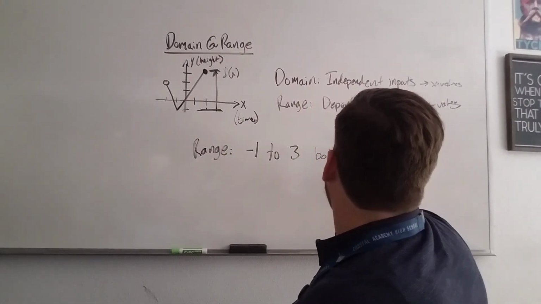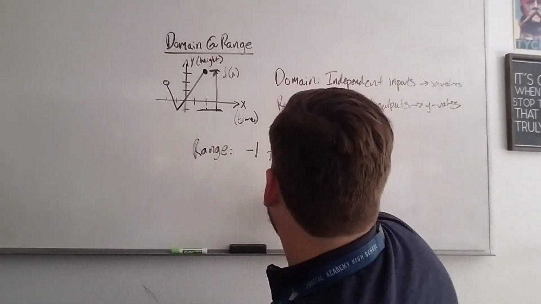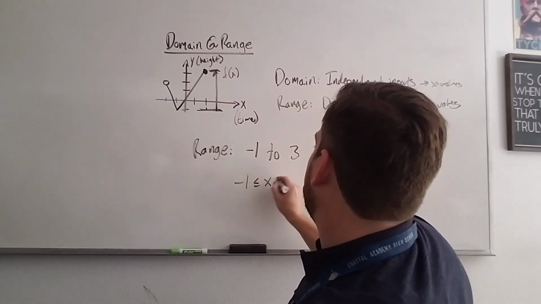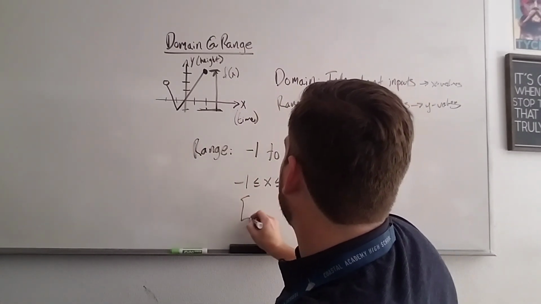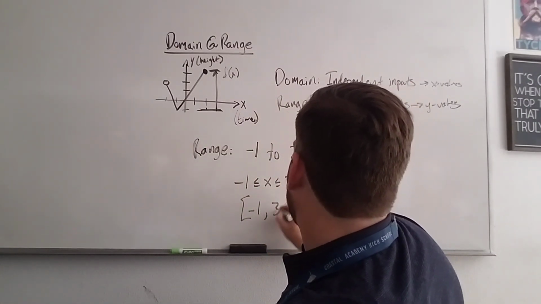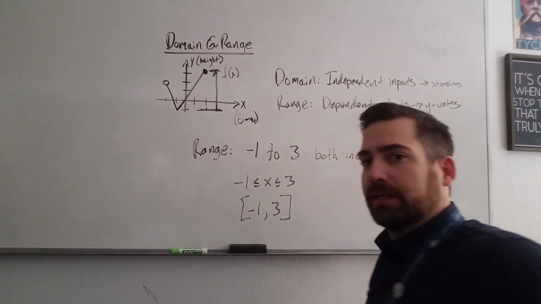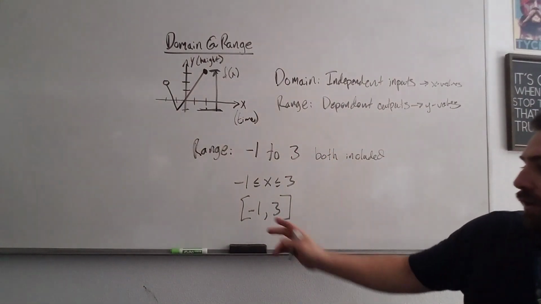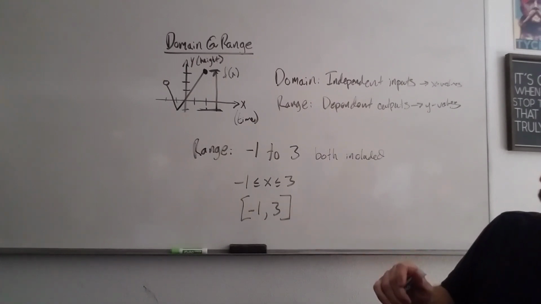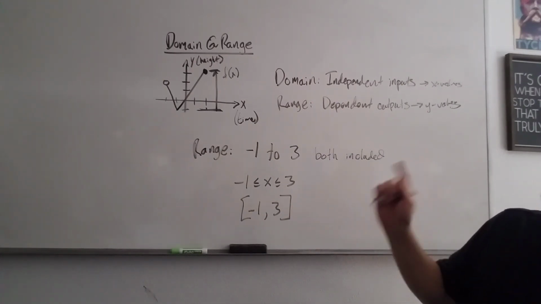Now, the way that we would represent that mathematically is we would say -1 is less than or equal to y, which is less than or equal to 3, or we could do the brackets again, -1, 3, this time with square brackets on both sides because it's being included. -1 is included, 3 is also included in our range. So, domain and range.